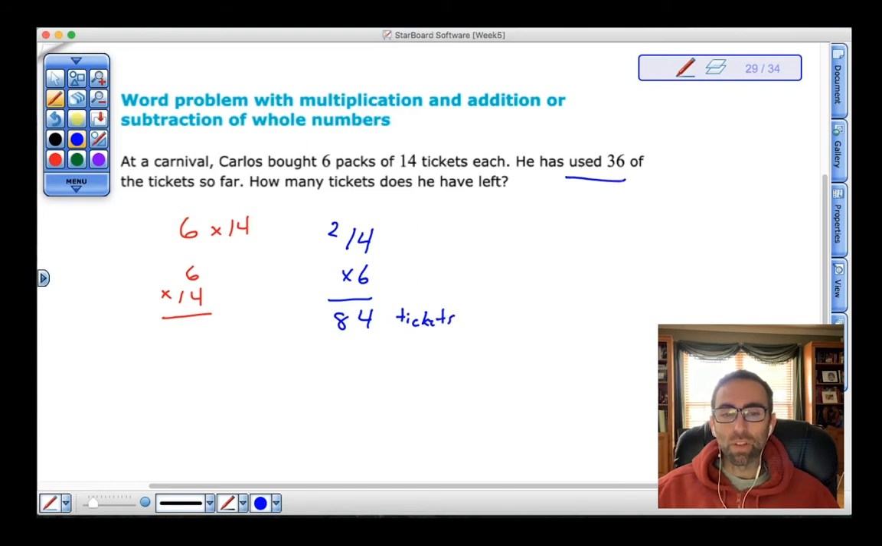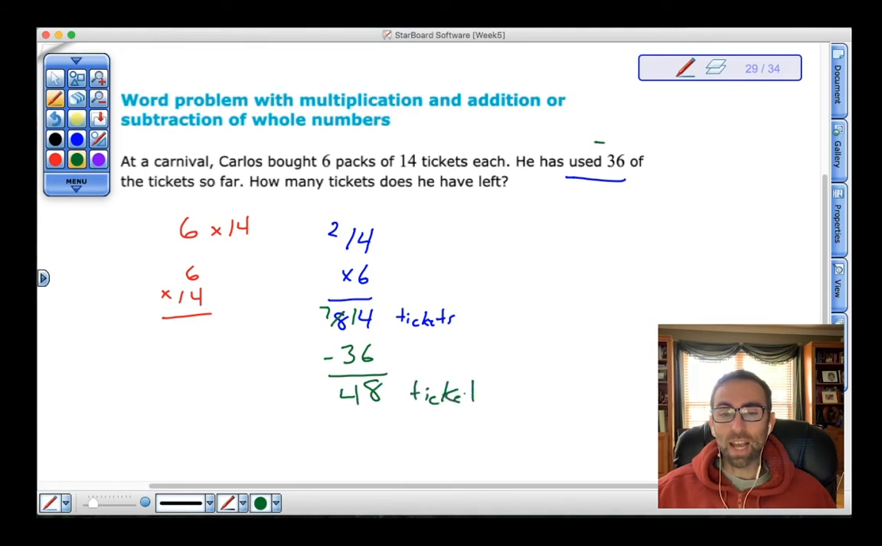he used 36 of the tickets so far. So if he used those, that means I have to subtract those tickets. So next to my 84 tickets, I'm going to subtract 36, and then from here I can do my subtraction. I can't do 4 minus 6, so I'm going to have to borrow from this 8. That means the 8 becomes a 7, and the 4 can then become a 14. 14 minus 6, I have an answer of 8. 7 minus 3, answer of 4. So the correct answer is 48 tickets.